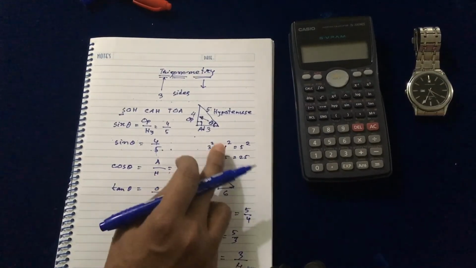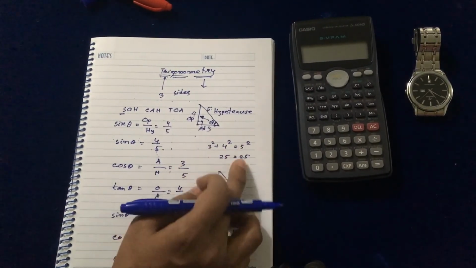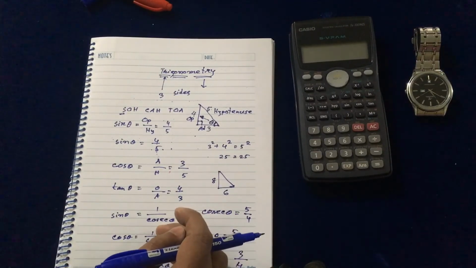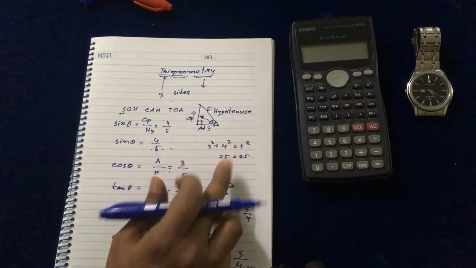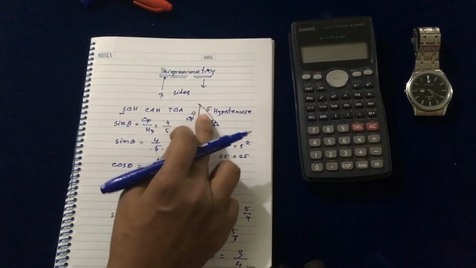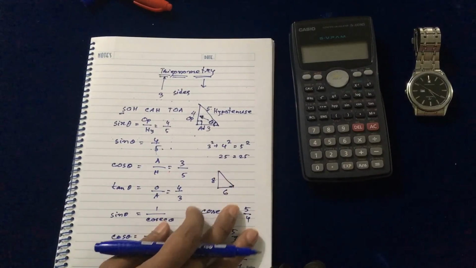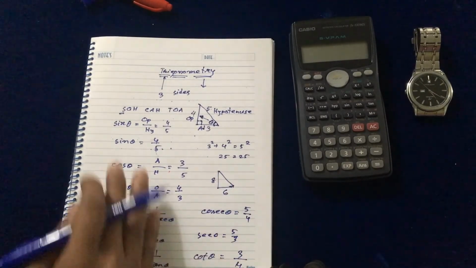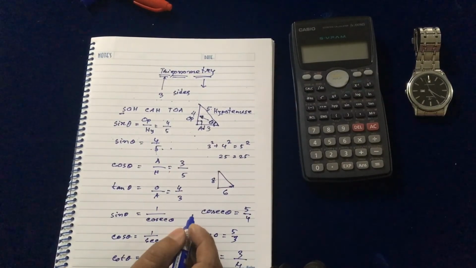If angle is not given, then you can use the Pythagorean theorem. Of course, if angle is given, then also you can use the Pythagorean theorem. You can use it in both cases, in this figure and in this figure. Pythagorean theorem is a very strong, very elegant formula. And these trigonometric ratios you can use only if the angle is given.